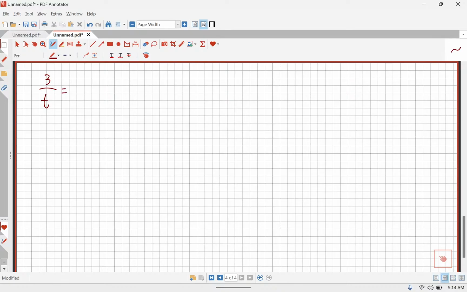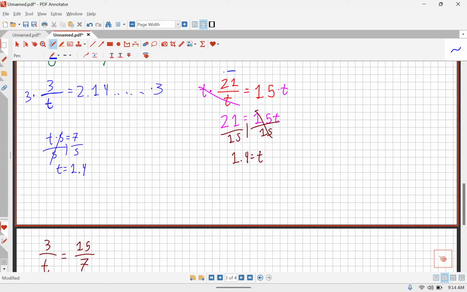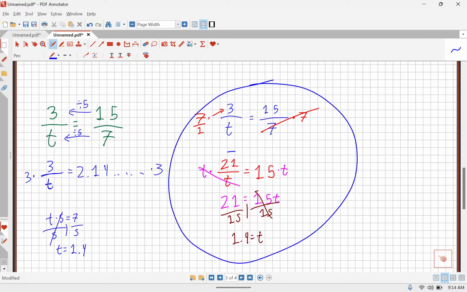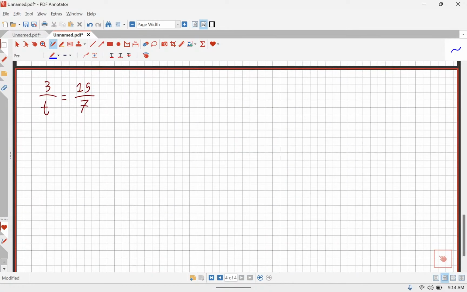3 over t equals 15 over 7. Let's see if that comes out. People will do something called cross multiplication, which is really just a shortcut to doing this. Like that whole business, when you multiply both sides by 7 to clear the 7 out of one side, multiply both sides by t to clear the t out of that side. There is a shortcut way to do it, but you just want to make sure you know what's going on.